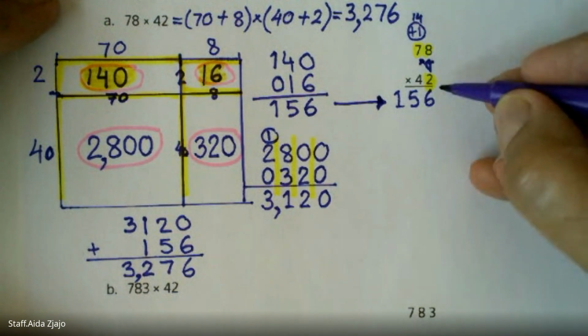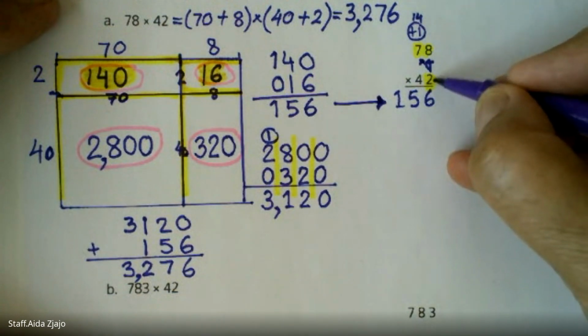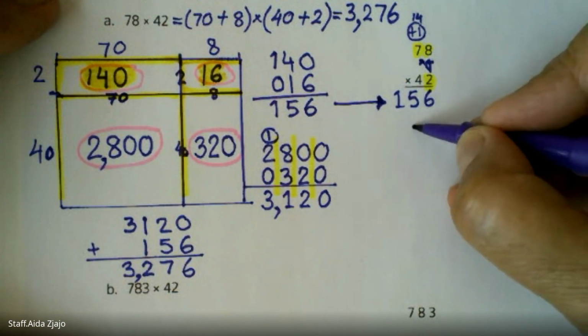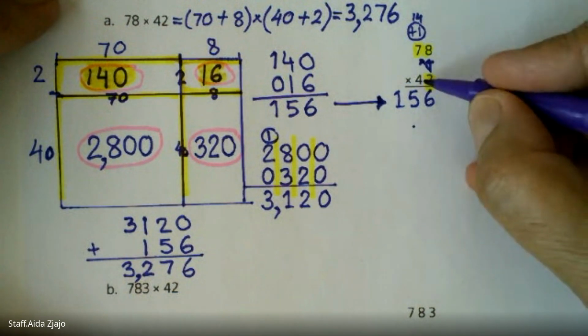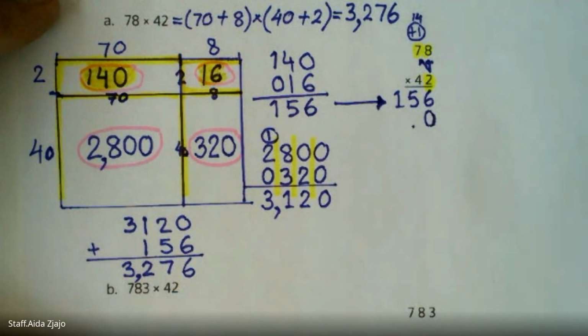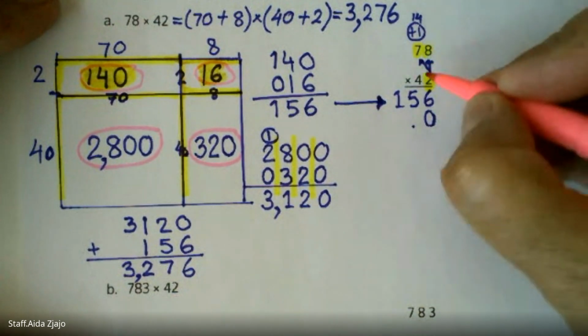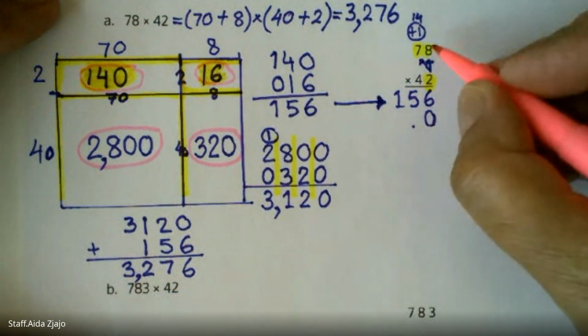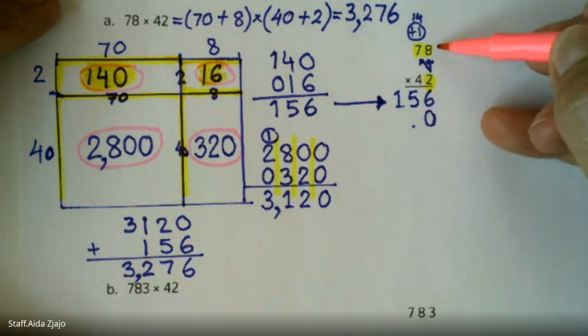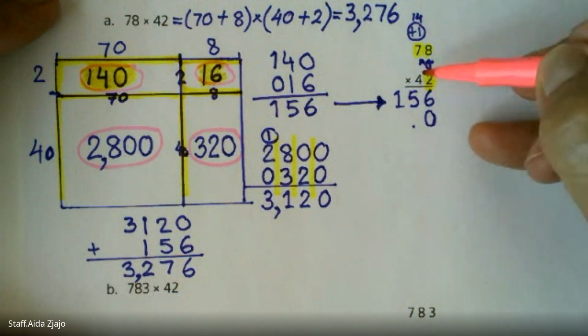Now I'm done with 2. I'm moving to 4, so I need to start writing the number from here. But this is not just a 4, it's 40, so I'm adding 0 there. And then I'm going to do the same thing. I'm going to multiply 4 by every number on the top, or 40 by 78. That's what it would be.